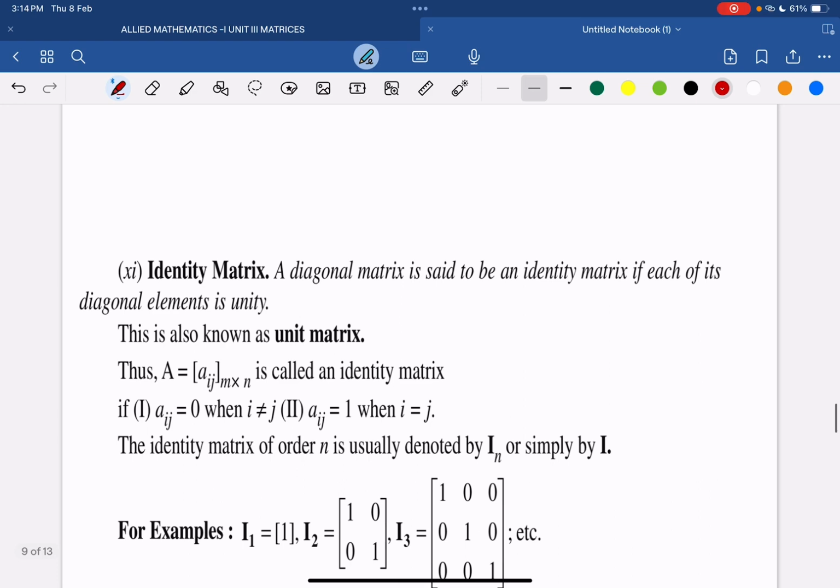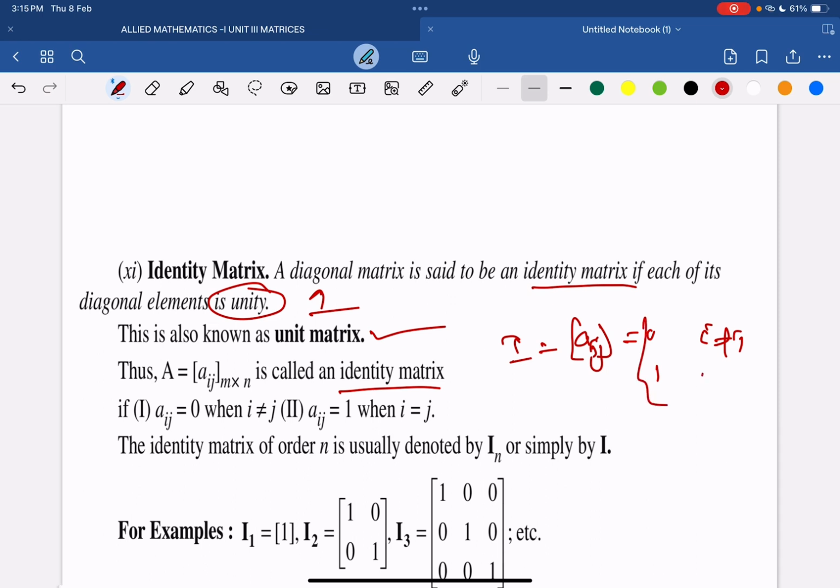Now identity matrix. A square matrix is said to be an identity matrix if its diagonal elements are equal to unit, that is 1. It is also known as the unit matrix. A equals Aij, m by n, is called an identity matrix, where Aij is 0 when i is not equal to j and 1 when i is equal to j. So it means A11, A22 and so on are equal to 1, and the rest of all elements are equal to 0.